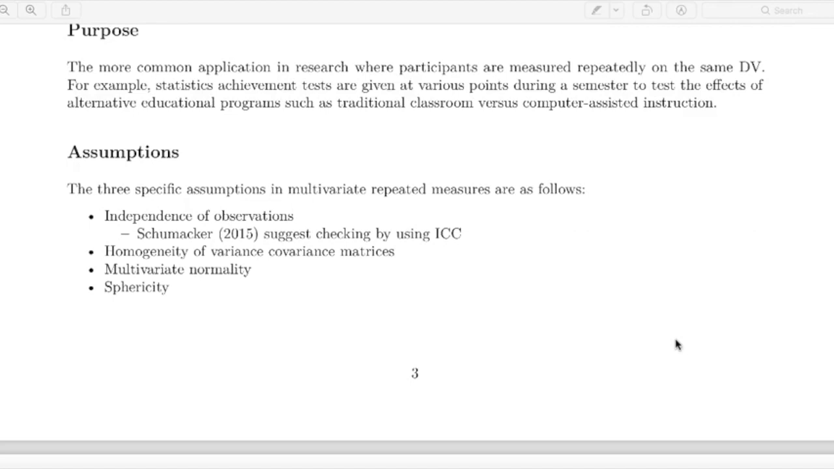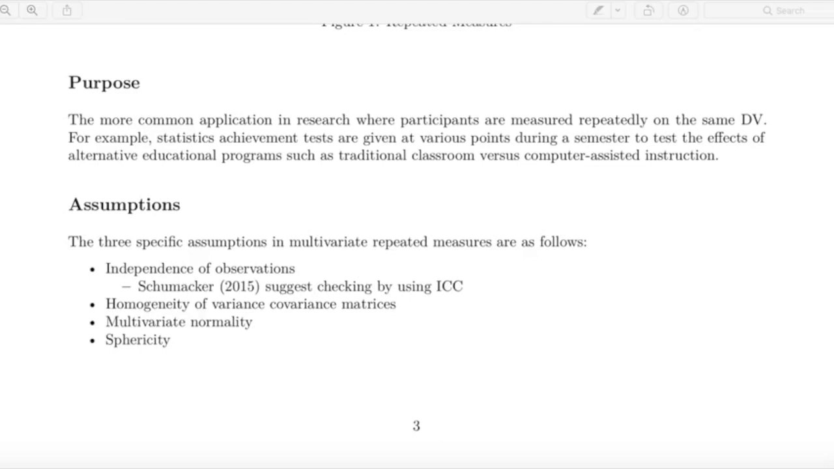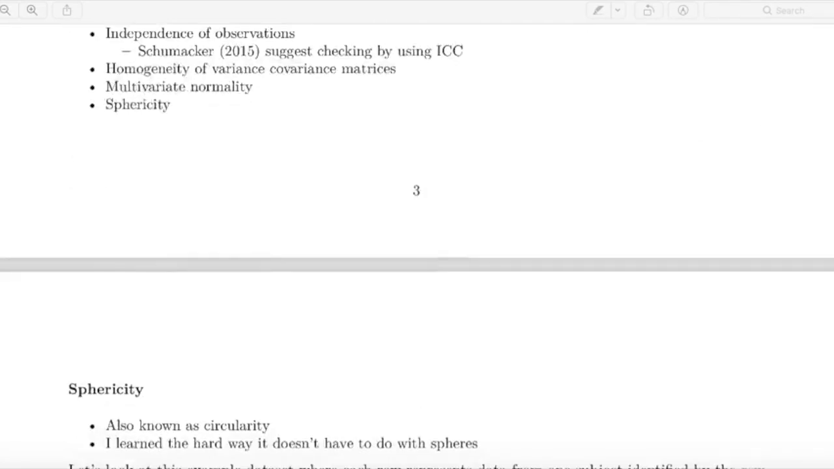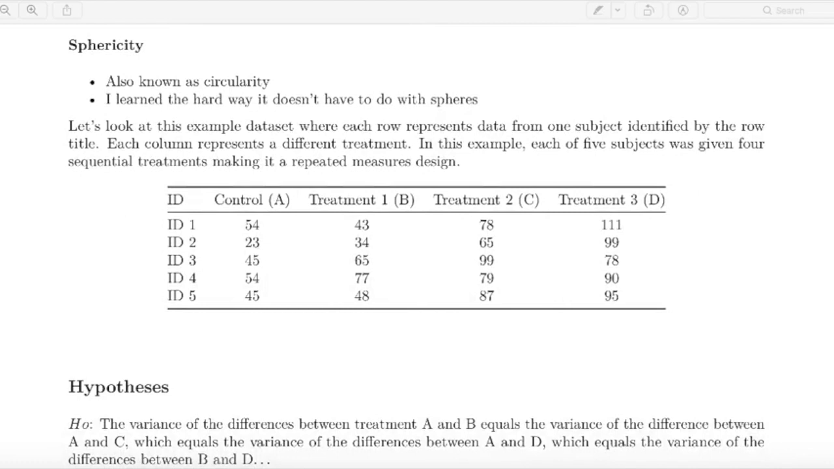Then we would check our homogeneity of variance-covariance matrices, and our multivariate normality, which we check with Shapiro-Wilk. But then we have the special assumption that's only for repeated measures, at the univariate or multivariate level. And sphericity, we have to check whether it's a univariate design or a multivariate design. It's also known as circularity. It doesn't actually have anything to do with circles or spheres, believe it or not.